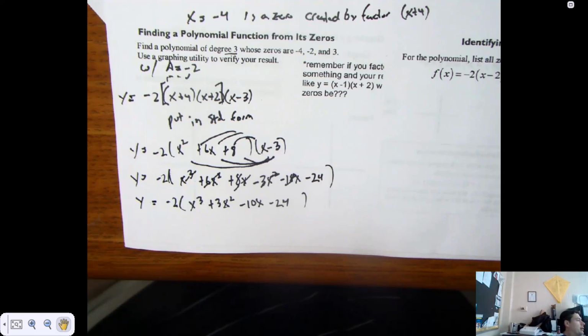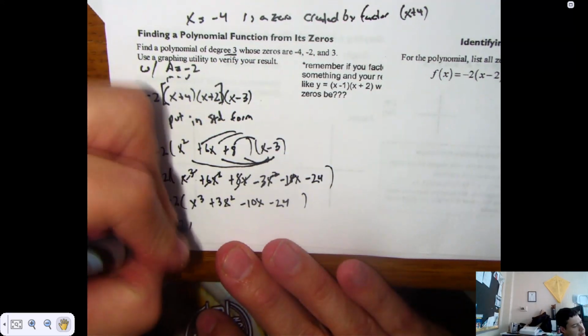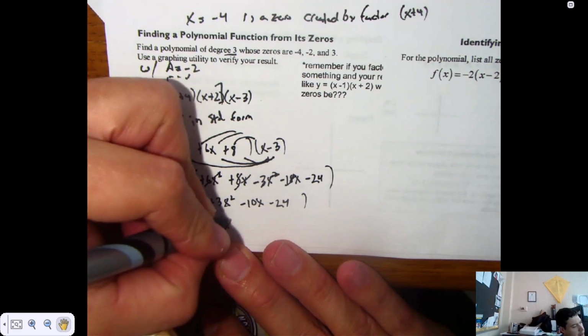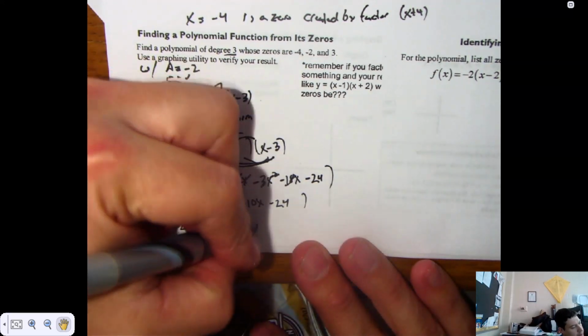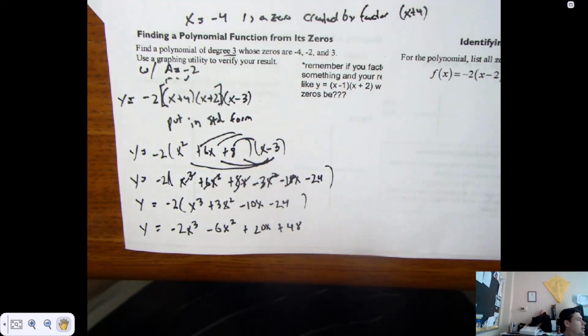And now we're down at the bottom. What's the last and final thing to do? Distribute the -2. So -2x cubed minus 6x squared plus 20x plus 48. That's not necessarily hard, is it? No, it's not. Will you make sign mistakes? Yeah, you will. It happens. It's really not that hard.